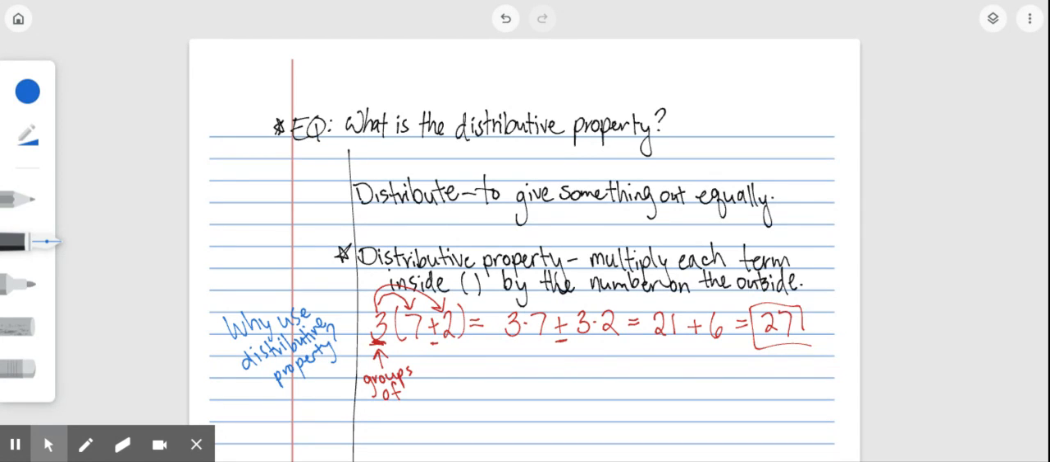The whole reason why we would use distributive property is because now we're in algebra, so we have variables. And remember, we can't change the variables. We don't know what they equal. So we have to use distributive property when we have variables.